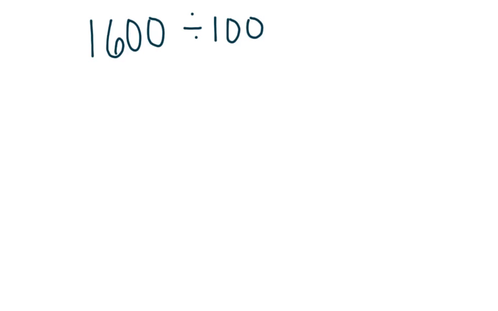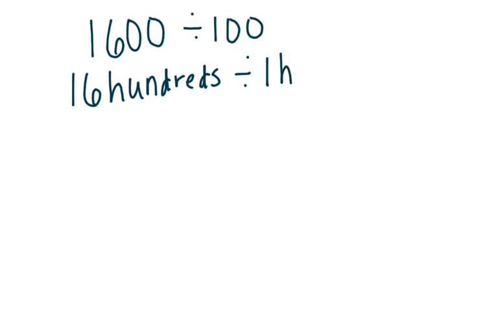Let's move forward with some more numbers. We're going to start this time with 1600, and we're dividing by 100. Just like on the problems we did last week, I want to rewrite this using our unit form. I want to write this as 1600 and 100.